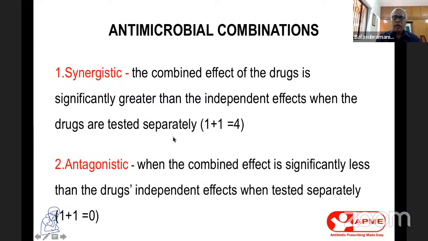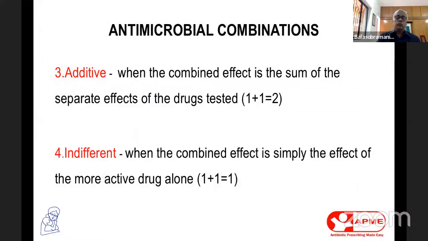Antagonistic, when the combined effect is significantly less than the drug's independent effects when tested separately. Typical example, colistin plus tigecycline has ended up in disaster. They are antagonistic. Similarly, in pneumonia, penicillin combined with doxycycline or tetracycline has had adverse prognosis. Similarly, doxycycline combined with cotrimoxazole in scrub typhus, patients do badly.